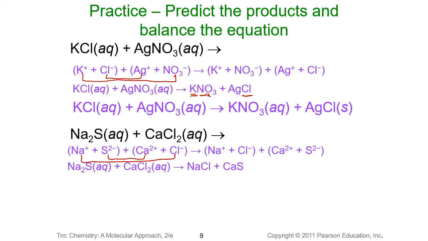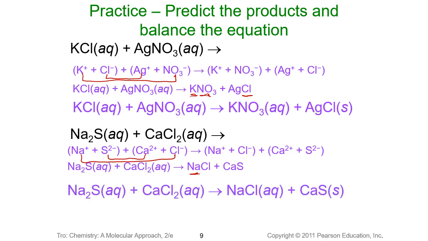If we check our solubility rules, sodium-containing compounds are always soluble no matter what. So our sodium chloride is soluble. Our calcium sulfide is going to be a solid.